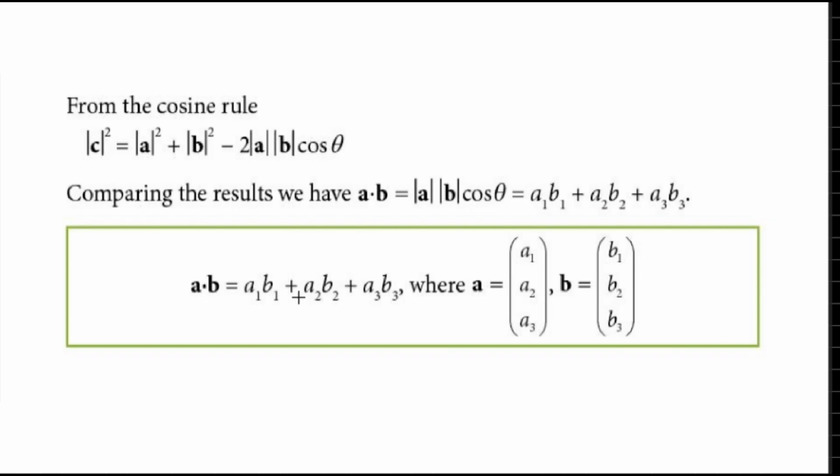So a dot b is a1 b1 plus a2 b2 plus a3 b3, where a is a1, a2, a3, and b is b1, b2, b3. So this is the formula for computing the dot product. Just multiply the corresponding components.